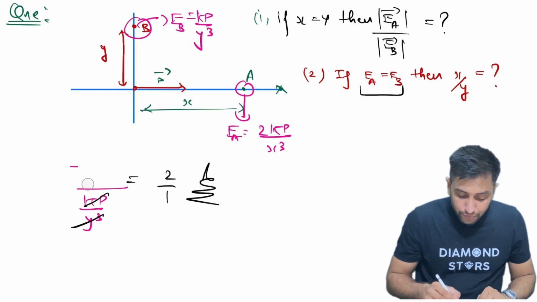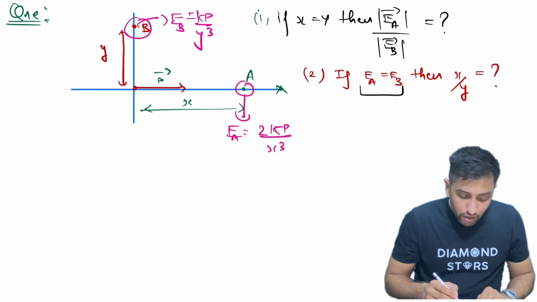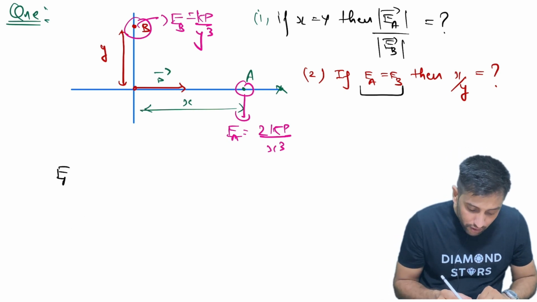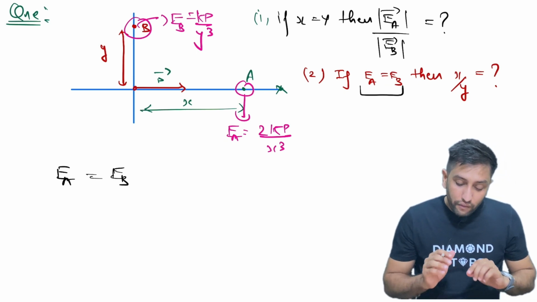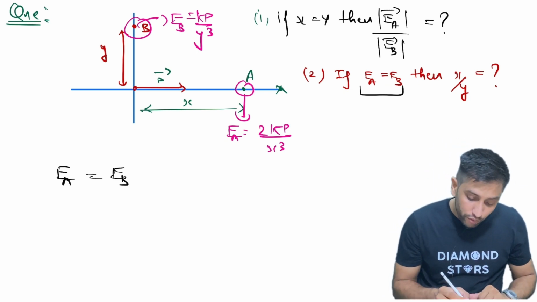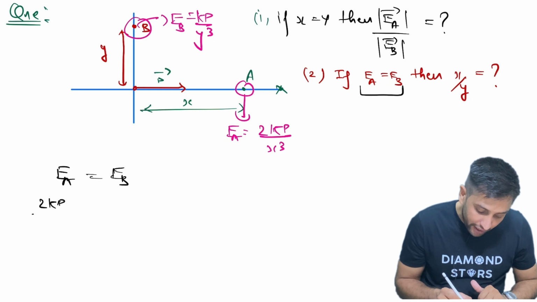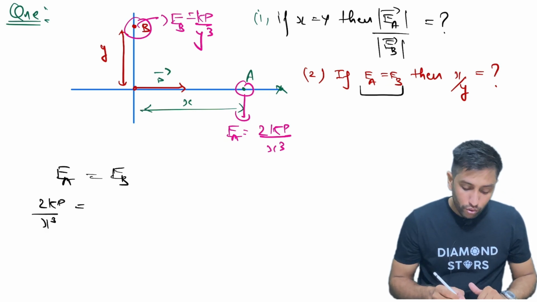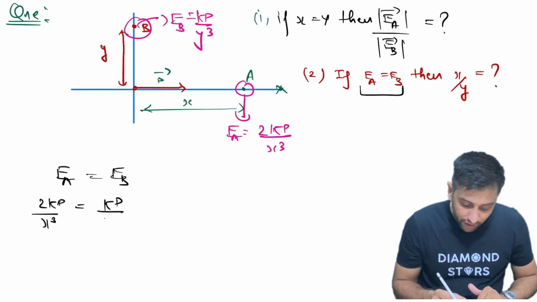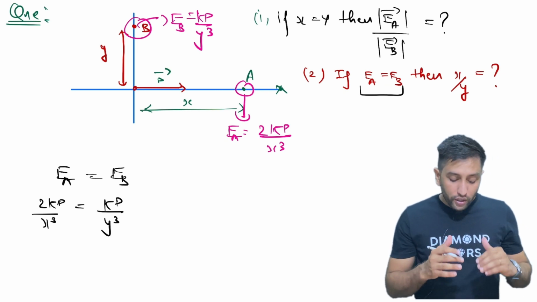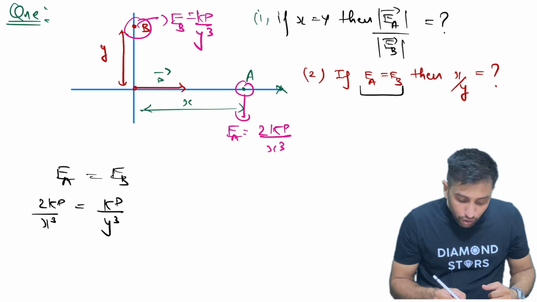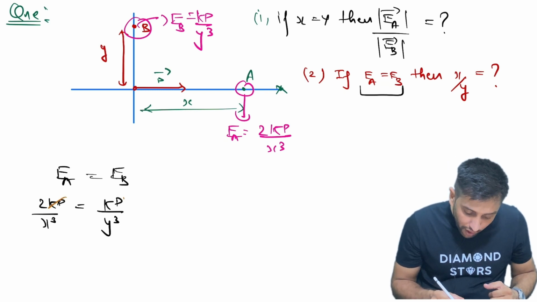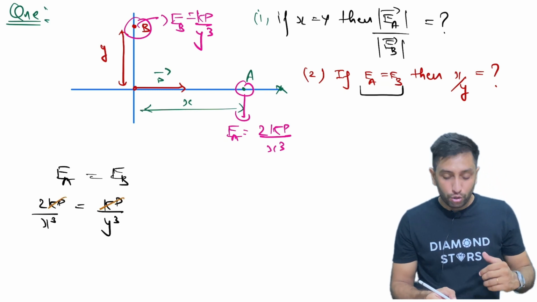Please let me write it again. So EA is equal to EB. This is given to you in the second part, and when EA equals EB, you know the formula: 2kp by x cube equals kp by y cube. Now you are asked for the ratio of x to y.